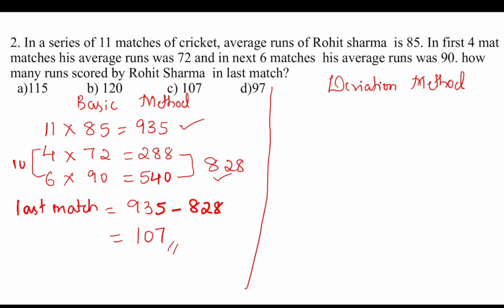But in this we have to multiply so many things. It will take a lot of time. 11 into 85, 4 into 72 and then deduct. So we'll see the deviation method, how much time and how much calculation it will reduce.